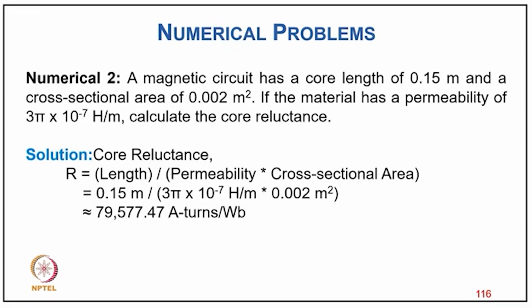Now coming to numerical problem 2: a magnetic circuit having a path length of 0.515 meter and a cross-sectional area of 0.002 meter square. If the material has a permeability of 3 pi into 10 power minus 7 Henry per meter, calculate the core reluctance. The core reluctance is R equal to length divided by permeability into cross-sectional area, and putting in the values, it comes to 79,577.47 ampere turns per Weber.